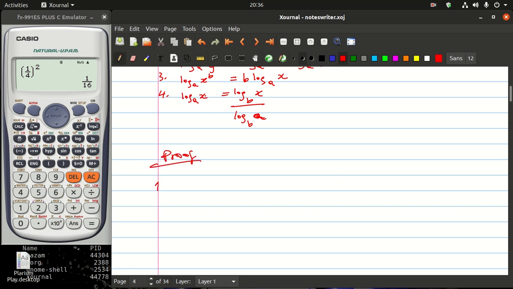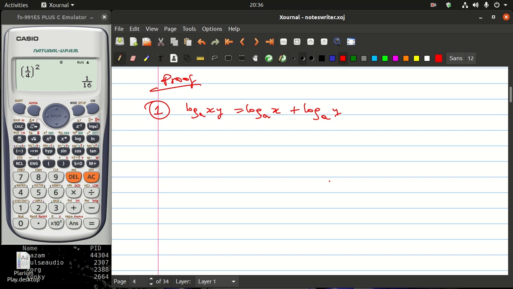Proof. We're going to start with number 1. We wanted to prove that log a of xy is equal to log a x plus log a y. Now, how do you prove this whole thing here? This is very simple. You're just gonna say let capital letter X be equal to log a x, and we'll let capital letter Y be equal to log a y.